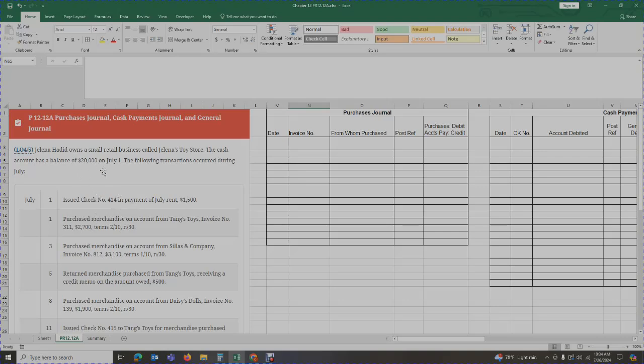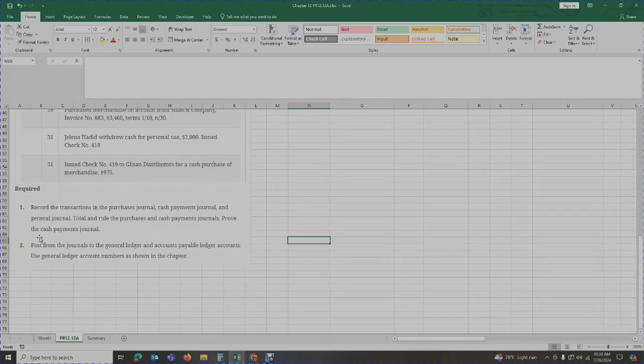The cash account has a beginning balance of $20,000 effective July the 1st. The following transactions occurred during July. So we have a whole bunch of transactions that happened. Okay, we are required to record the transactions in the purchases journal, the cash payments journal, and the general journal. So we have to identify and classify in which journal does each of the transactions belong. Once we're done with all of the transactions, we have to total and rule the purchases and cash payments journals and prove the cash payments journal. And then once we're done with that, we're going to post from the journals to the ledger and the accounts payable subsidiary ledger accounts. We're going to use general ledger account numbers as shown in the chapter.